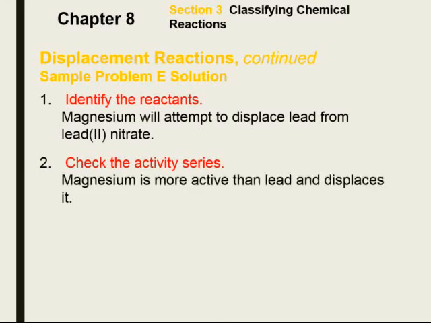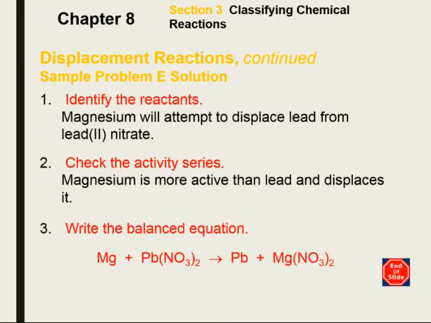Now let's look at the activity series. You can flip back to the last slide if you wish to use the one here. Magnesium is more active than lead and displaces it. For the situation we have, magnesium is listed first on the activity series, which means it's more active and will therefore displace anything below it. And we find lead below magnesium. So let's write the equation: magnesium plus lead II nitrate reacts to form lead plus magnesium nitrate.